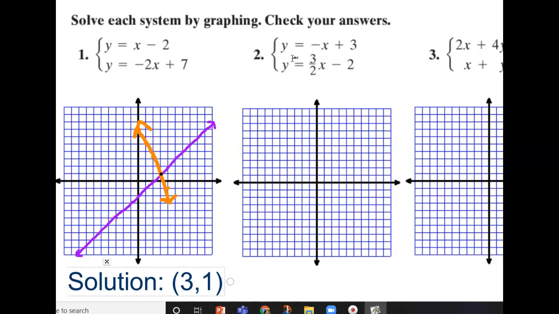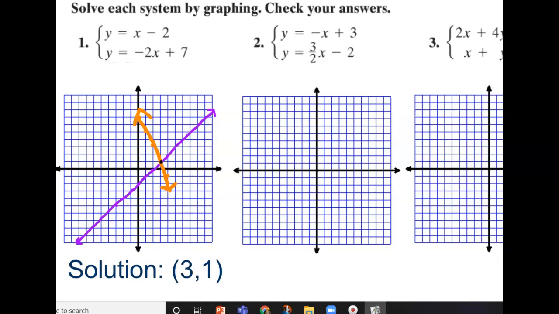Number 2, y equals -x plus 3, and y equals 3 halves x minus 2. So we're going to plot our y-intercept on the first equation. It's at +3. My slope is -1, so it goes down. Once I have a couple points, I can connect my line.